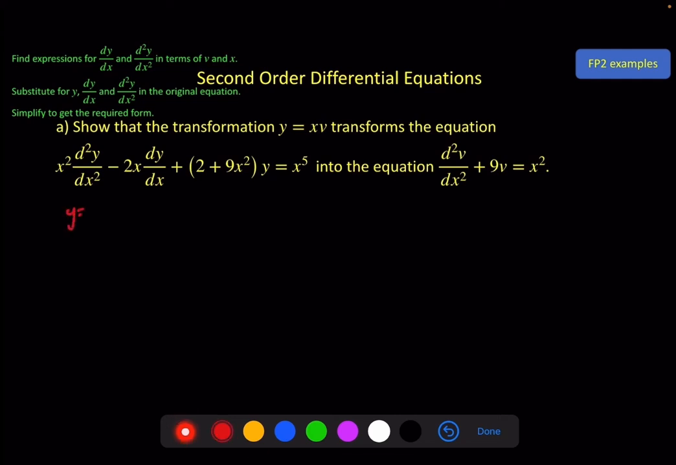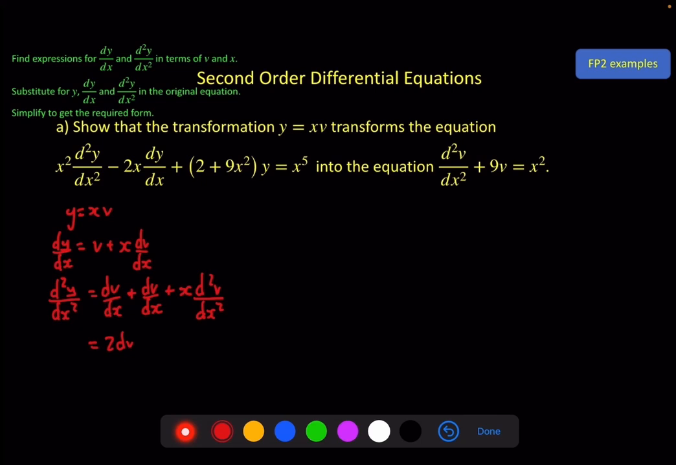If we've got y equals xv, then dy by dx, using our product rule, differentiating with respect to x, is v plus x dv by dx. For the second derivative, we just take that and go again. Differentiating everything with respect to x again gives dv by dx, and the product rule again, plus dv by dx plus x d2v by dx squared, like that. Then of course, if we wanted, we could simplify that by adding those two together.